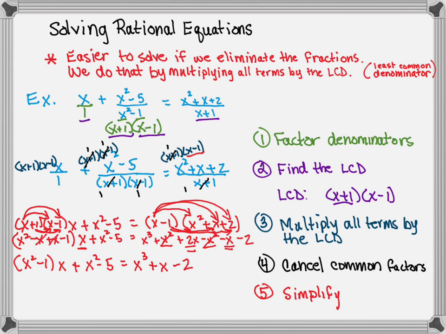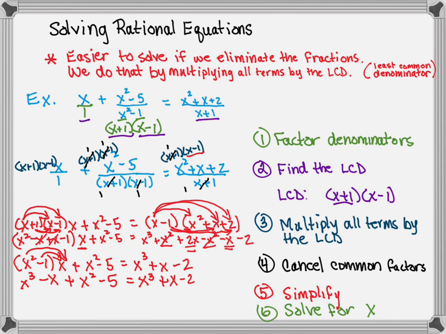Still have some multiplying on the left. So I have x squared times x, which is x cubed. I have negative 1 times x, which is minus x, and still plus x squared minus 5 equals x cubed plus x minus 2. Okay, then we will solve for x.